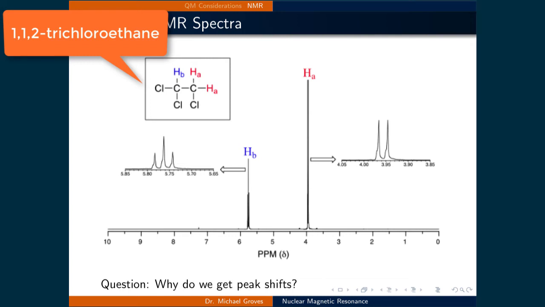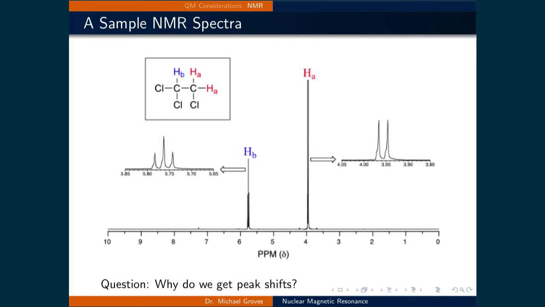Here is an example NMR spectra of 1,1,2-trichloroethane. We'll cover the delta scale in parts per million, the units of the x-axis, later. For now, think of it as being related to the Larmor precession frequency. What you should focus on now is that there are two peaks, a peak called HA at about 4 parts per million, and a peak called HB at about 5.75 parts per million.